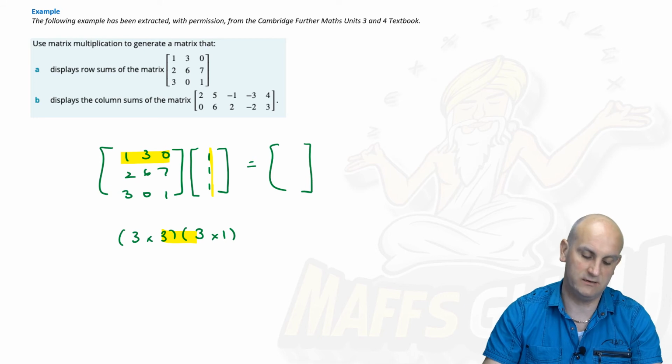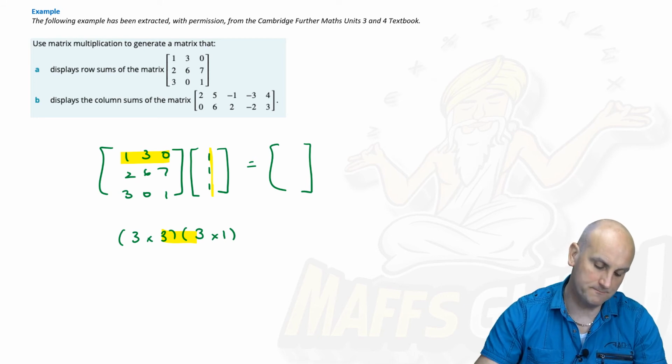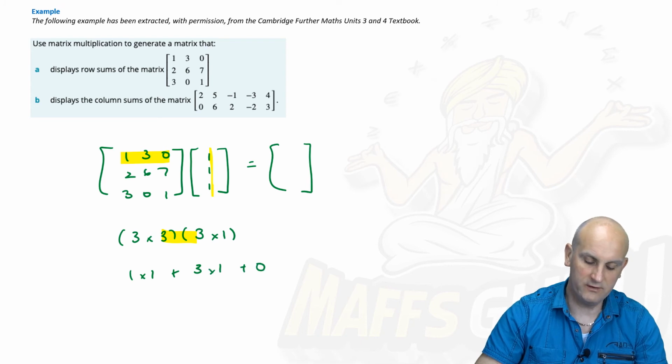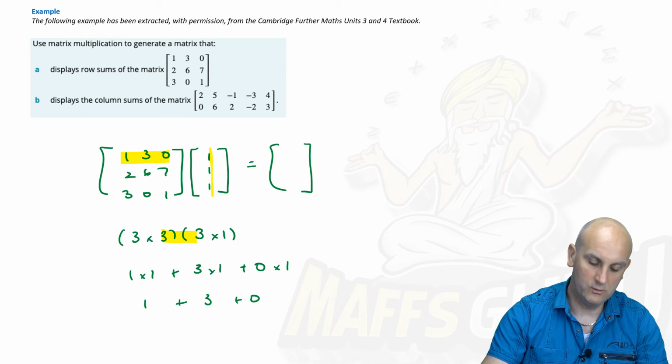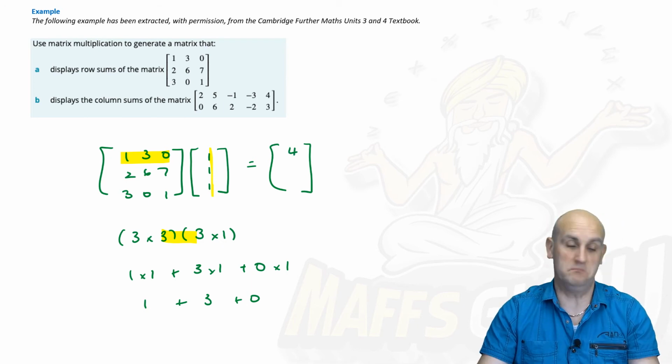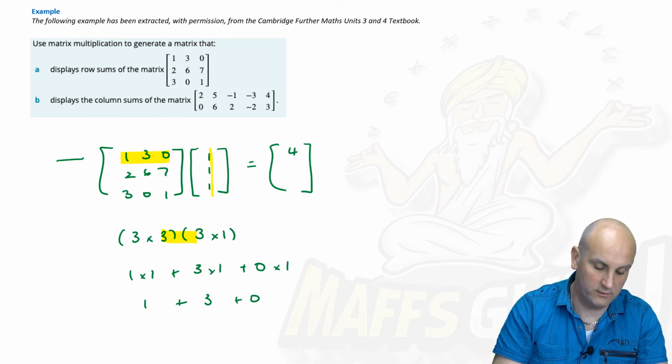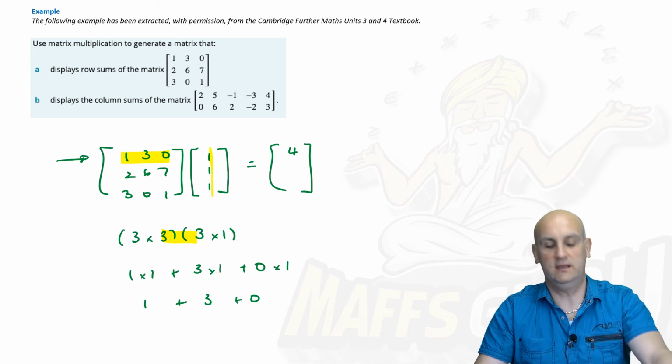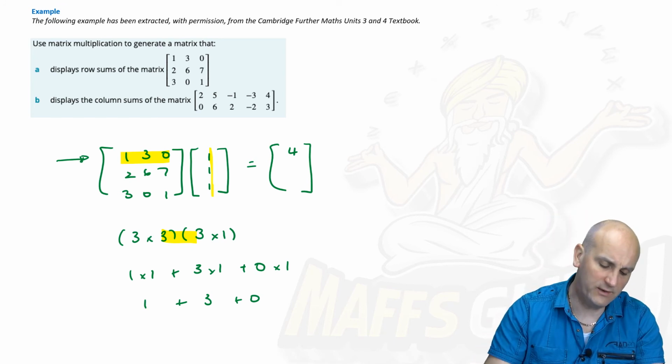1, 3, 0. So 1 times 1 plus 3 times 1 plus 0 times 1, which gives me 1 plus 3 plus 0, which in fact gives me 4. And hopefully you can see that if I add all of those values along there, it is in fact going to give me 4.